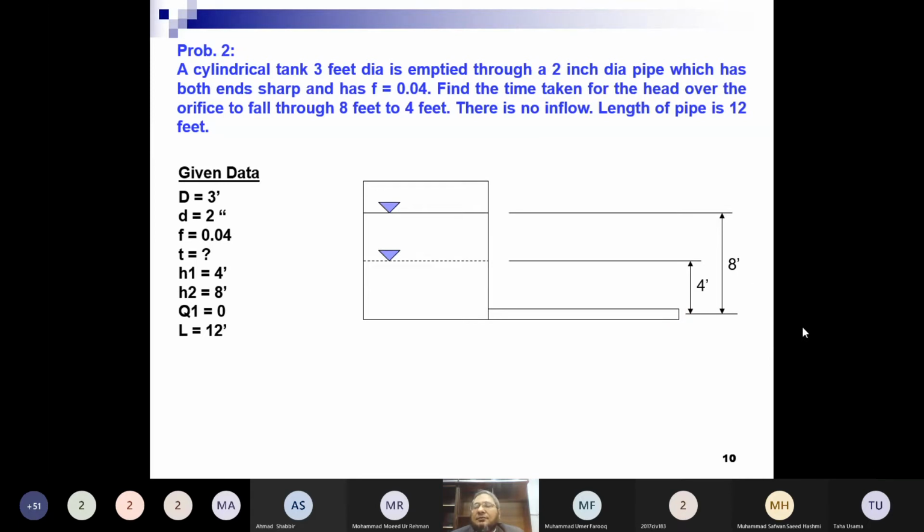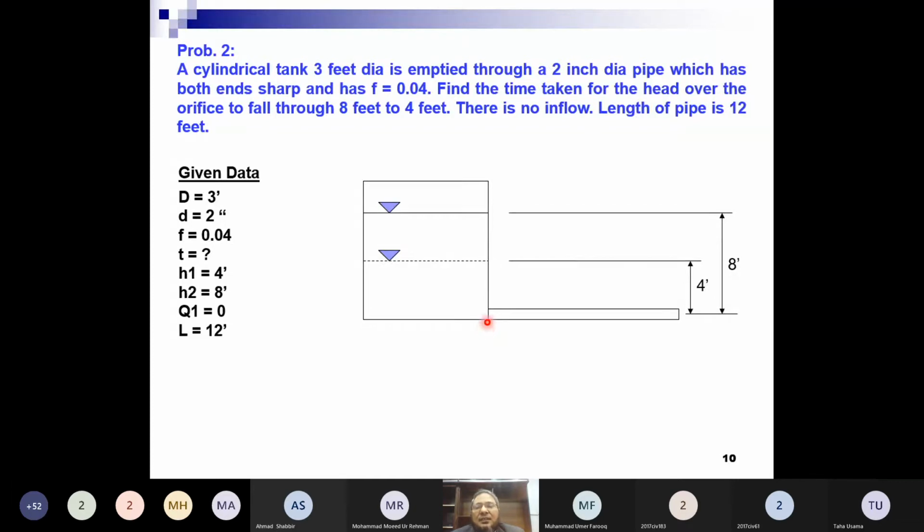Head loss? Yes, friction head loss. Yes, very good, head loss. Now, what do you think, which types of losses will occur when water flows in this pipe? The first loss would be entrance loss. And if the entrance is flush, how much would the entrance loss be? 0.5 V square over 2g.